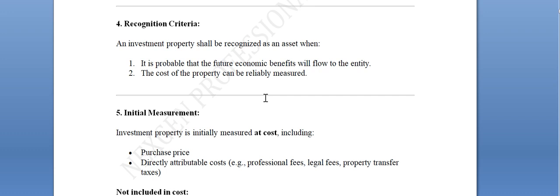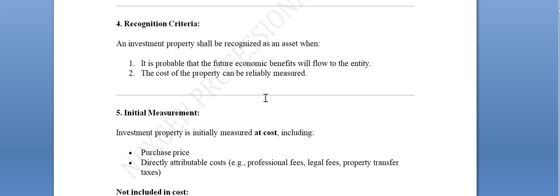So for you to recognize whatsoever is called an investment property as an investment property, the probability that it will generate future economic benefit to the owner must be high. It must be probable, it must be more than 50%. That, and then number two, the cost of the property must be reliably measured. In other words, the value or the amount that will be attached to the investment property, you must be able to calculate it.